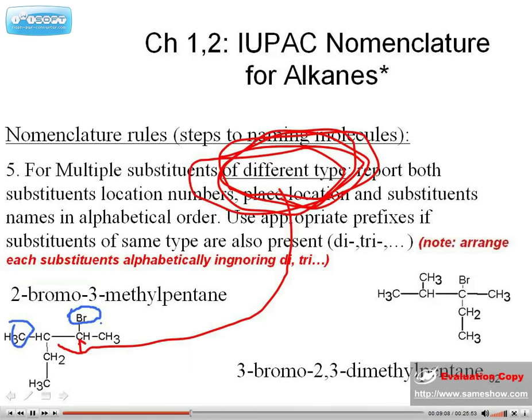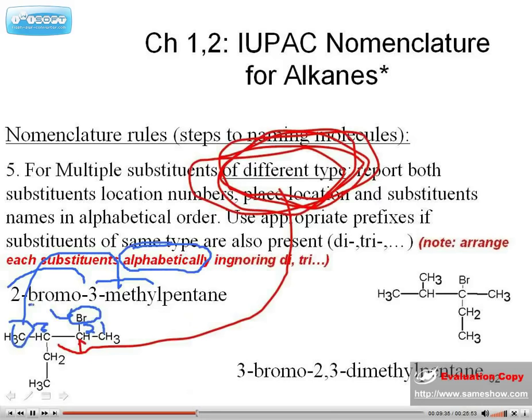The side closest to the nearest substituent is right to bottom. So in this case, 1, 2, 3. So in this case, it's going to be 2-bromo, 3-methyl pentane. Keep in mind that when we are organizing these branch prefixes, we need to obey the alphabetical rule.